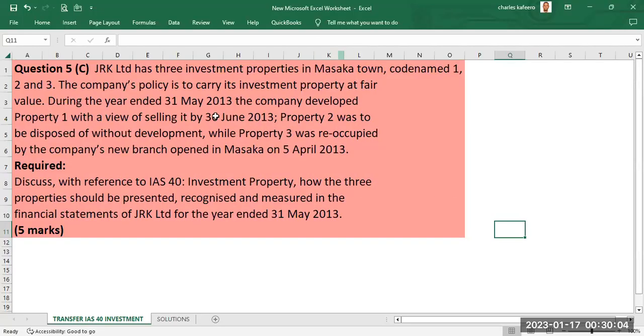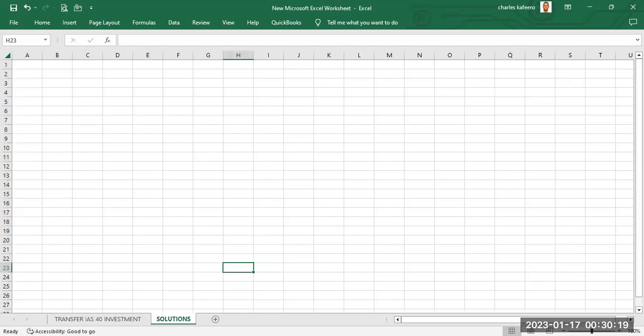Okay, this is the same question. I just copied it from there and pasted it here, but you can go to this sheet and see what we can do. We said we are going to be having different properties, and we start with property one.